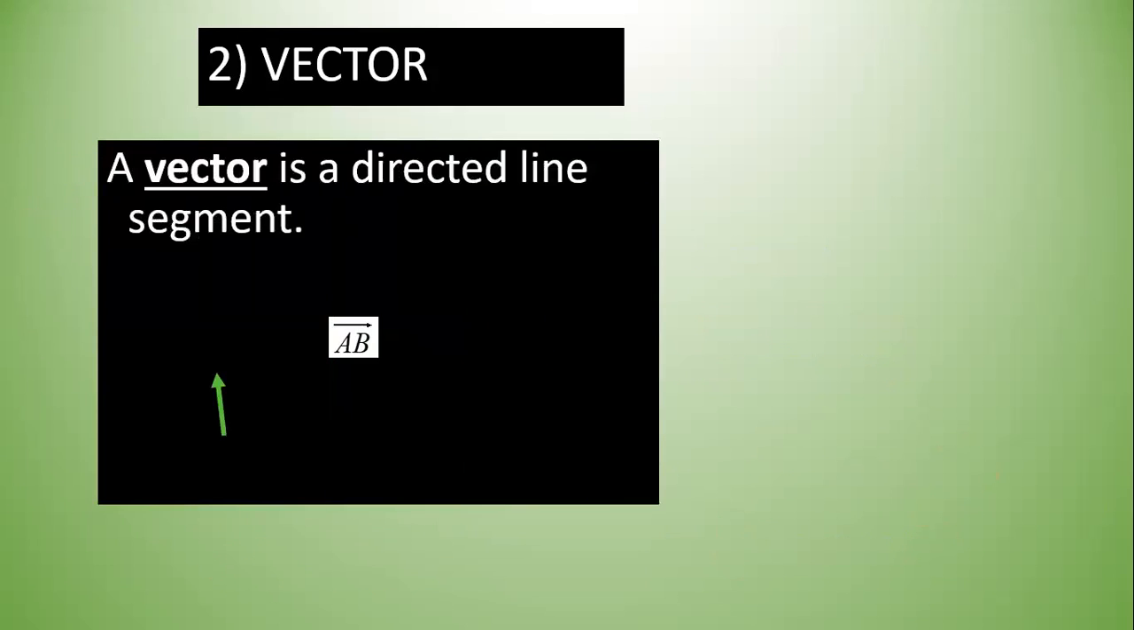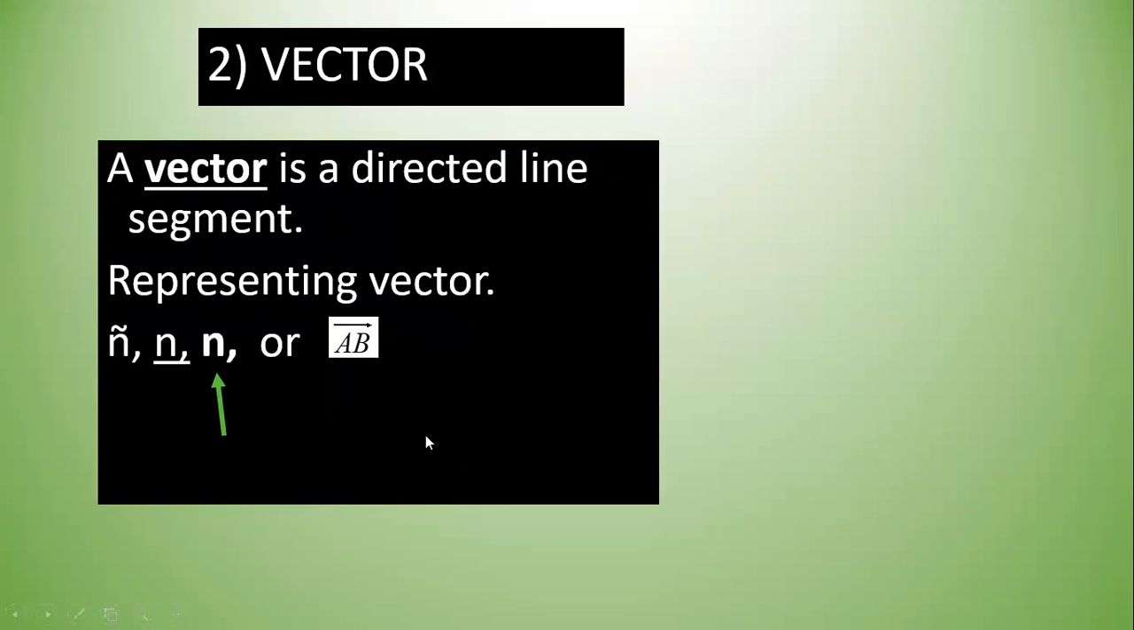A vector is a directed line segment. It's just a line directed in one direction. So we can represent it with a symbol, that's one way. A different way, this is another way. This is also a way, that means it's from A to B. The vector is from A to B.